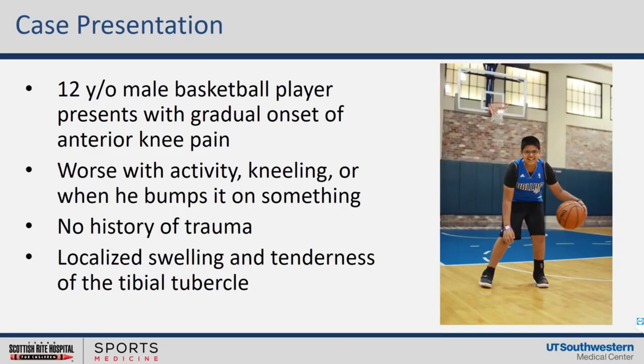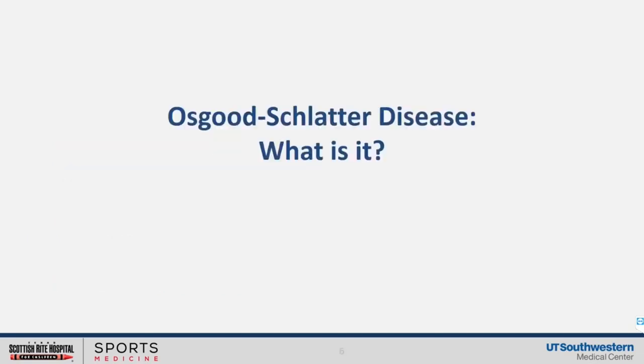Our case is a 12-year-old male basketball player who presents with gradual onset of anterior knee pain. His pain is worse with activity, when he kneels down, or when he bumps it on something. He doesn't recall any specific history of injury or trauma to the knee. On presentation, he complains of localized swelling, and he has tenderness over the tibial tubercle.